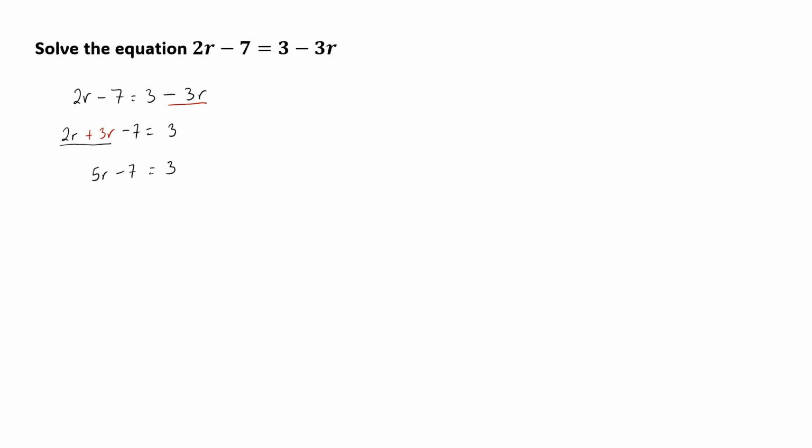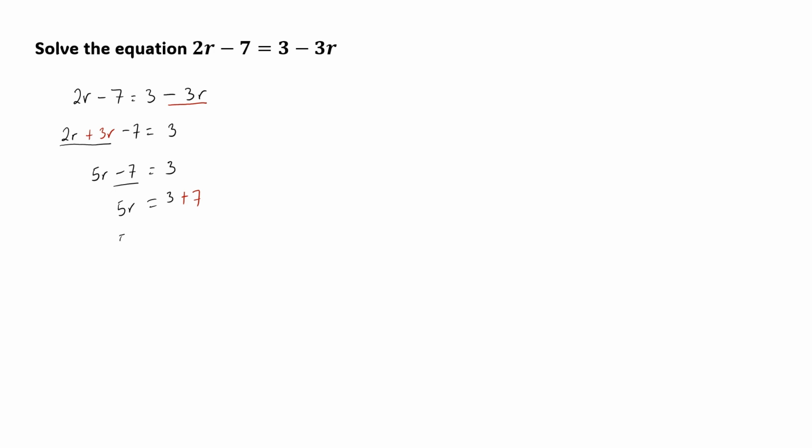So now let's simplify 2r plus 3r, which will equal 5r, and we return the 7 and also the 3. So now we're going to collect our like terms, and again, since my 7 is being subtracted, that means the 7 will be added on the opposite side of the equation. And now let's simplify our equation.